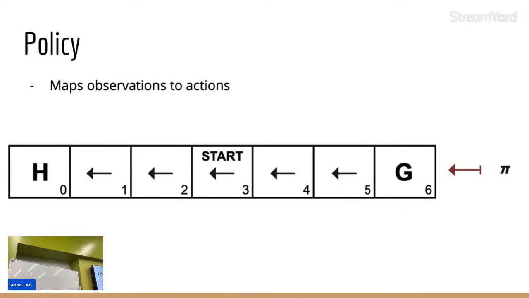And actually implementing it can be as simple as a dictionary, where you just have a state and then it maps to an action. But the problem here would be, how do we get those actions? That is the reinforcement learning problem.